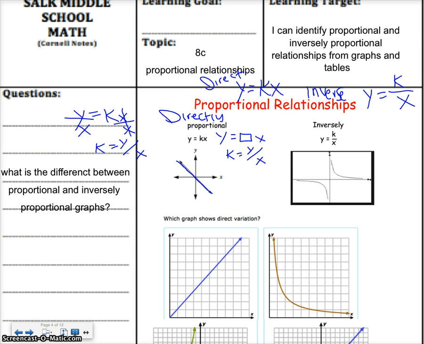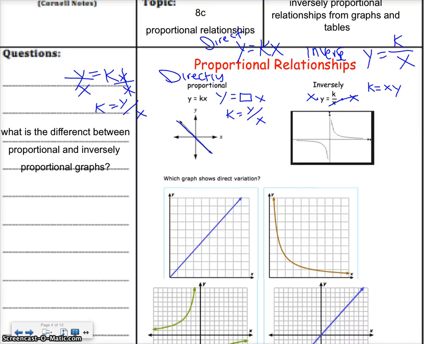Okay? And I'm going to tell you that to identify inverse equations, if I were to get k by itself, I would have k equals x times y. You see that? That's using algebra to isolate k. So, here's what I need you to know. Directly proportional, the ratio is the same. I always check the ratio first. In inversely proportional, the product is going to always be the same, x times y.